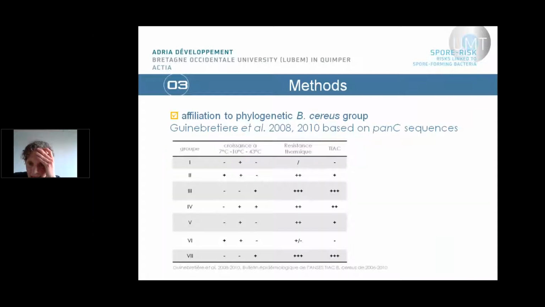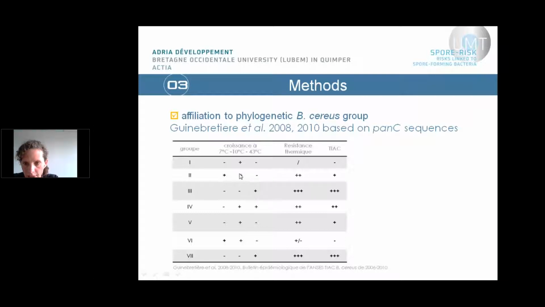And this is giving some interesting information, because according to this work, 7 phylogenetic groups may be determined. And for each of these 7 groups, you have different features, different phenotypic behavior. For instance, growth at low 10 degrees or 40 degrees, the heat resistance, and the implication in food poisoning. So you see here, you have group 3, which is highly involved in TIAC as well, and group 7.